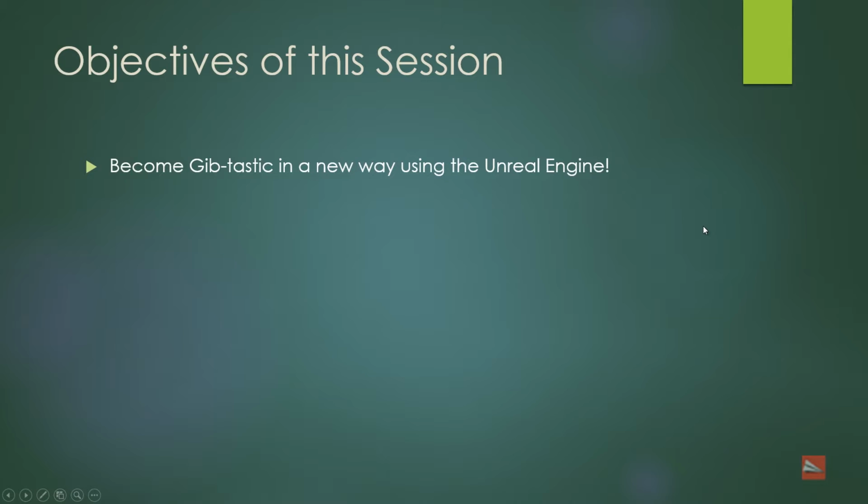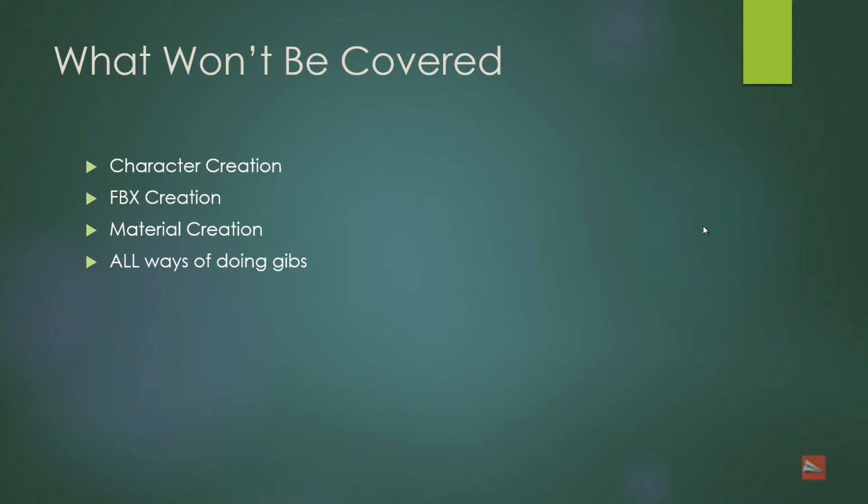But I wanted to show you a better way to do it, or a more interesting way to do it, using the Unreal Engine. But we're not going to cover character creation, we're not going to cover FBX creation to do static meshes, we're not going to cover material creation, and I'm certain there are lots of other ways of doing jibs, and the two I've got planned are the one that I just talked about, and the way we're going to see how to do it here. So let's go ahead and hop in.